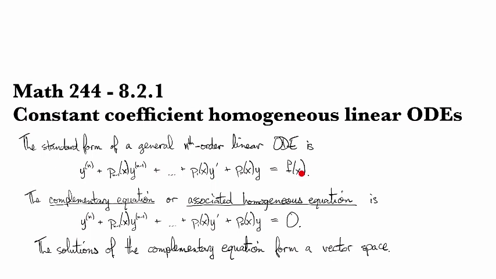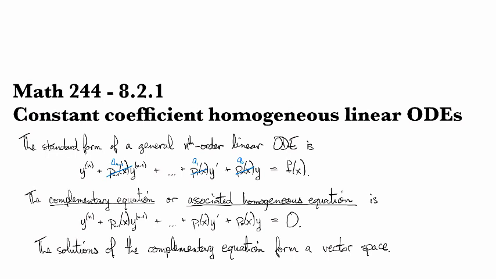Now, we're going to be looking at the constant coefficient case, and so that means we're going to be looking at the case when each of these is actually just a number, a constant, and that will make life significantly simpler.